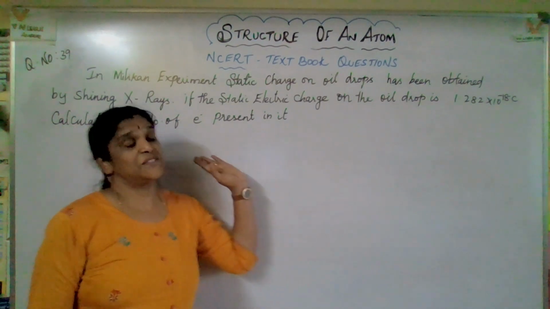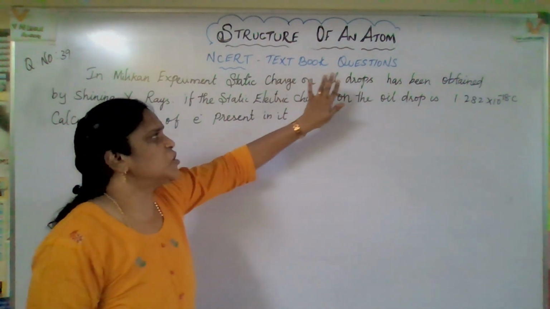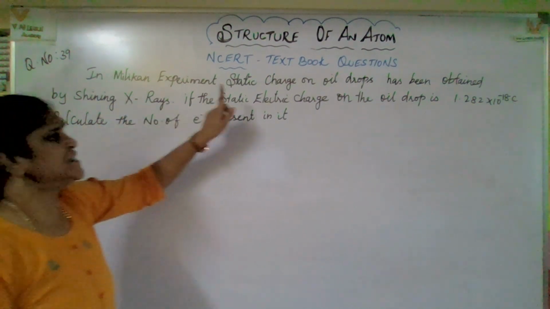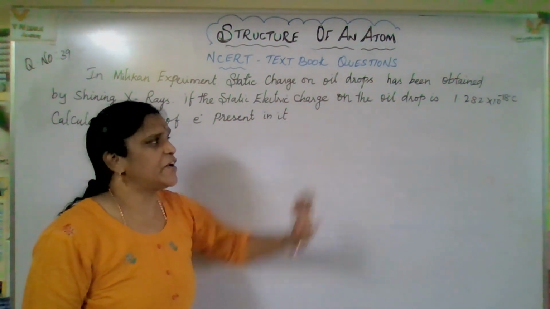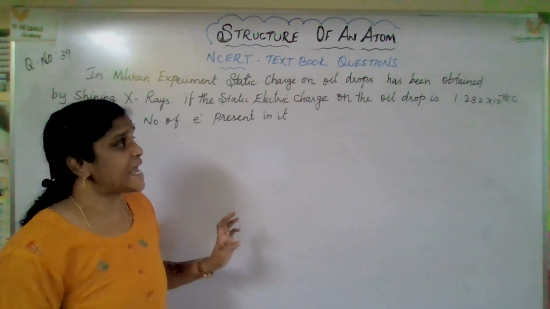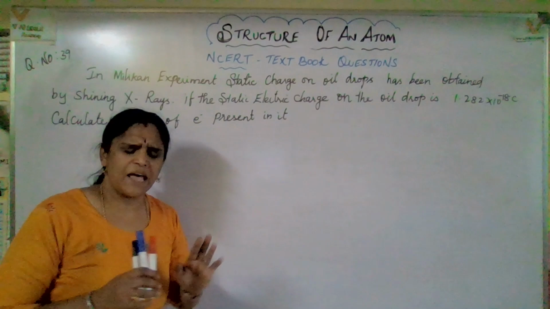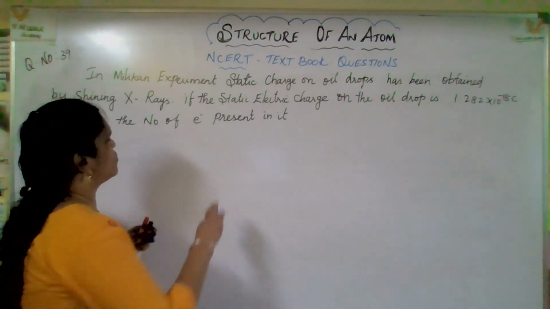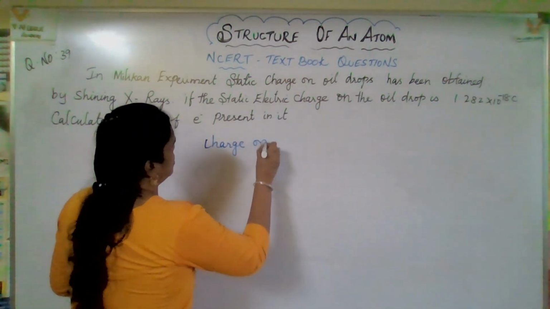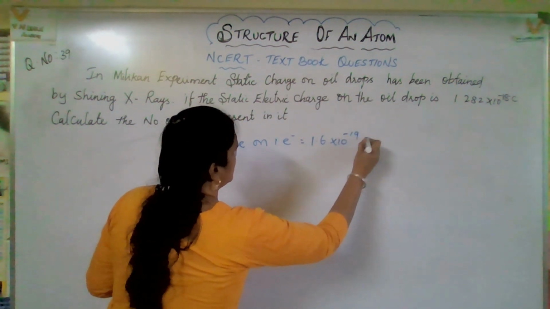Here the next question is also the same as the last question. In Millikan experiment, static charge on oil drop has been obtained by shining X-rays. If the static electric charge on the oil drop is 1.282 into 10 to the power of minus 18 coulomb, calculate the number of electrons present in it. Same idea you have to follow. Charge on one electron equals 1.6 into 10 to the power of minus 19 coulomb.